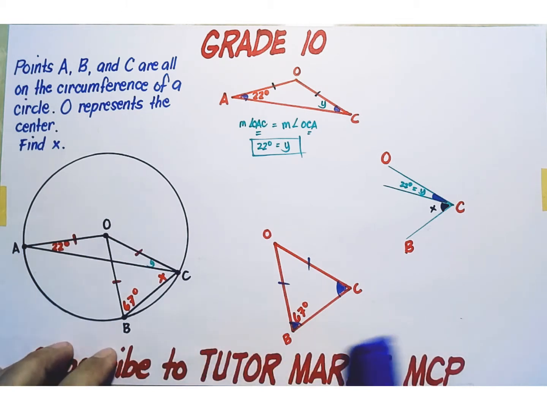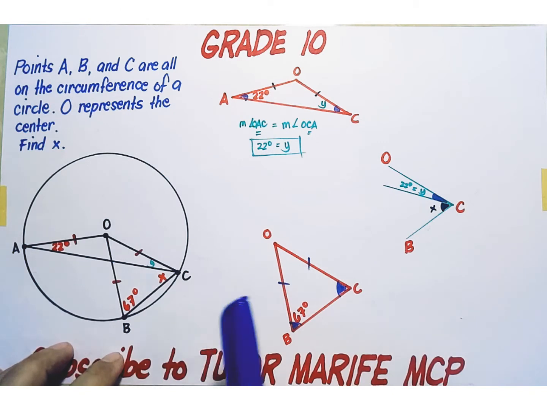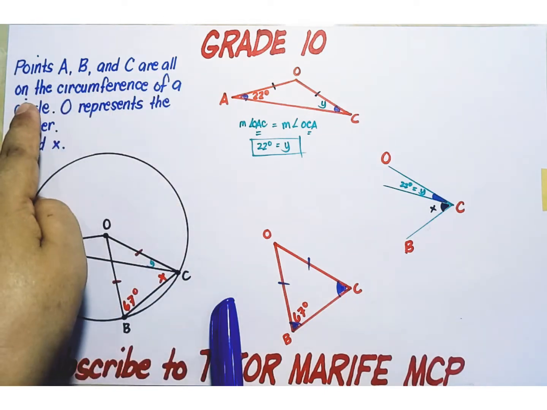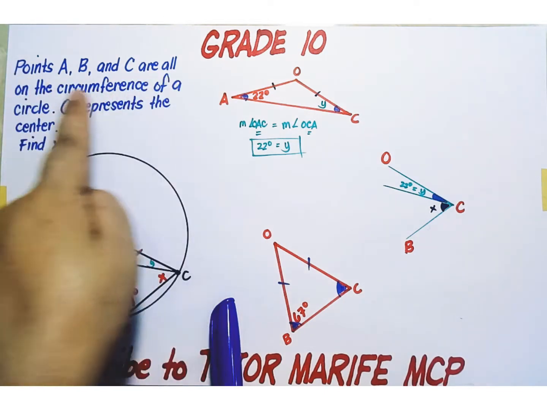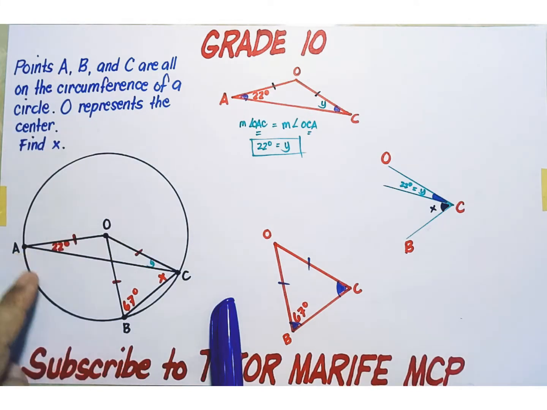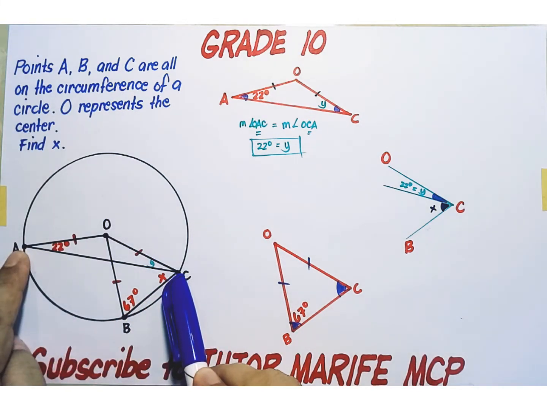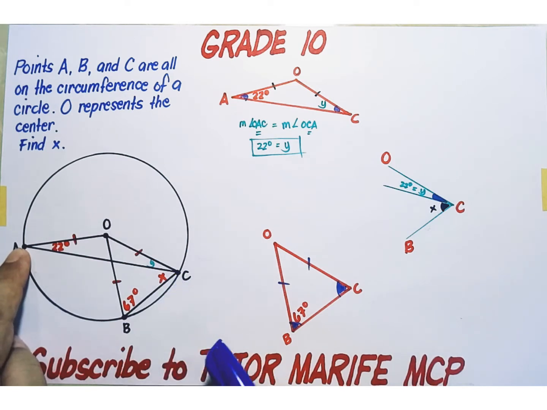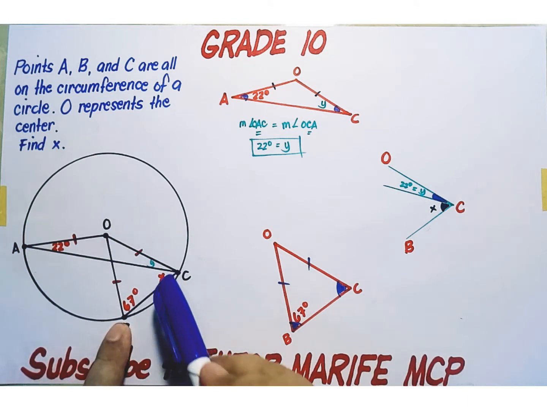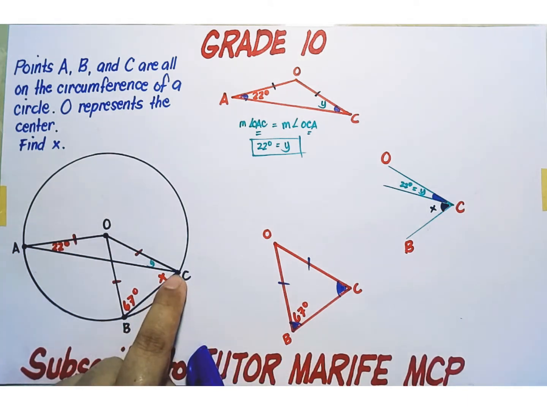Next, let's define another part of a circle, chord. What is a chord? A chord is a line segment joining 2 points on the circumference of a circle. Again, referring to this given statement, points A, B, and C are all on the circumference of the circle. By joining these 2 points, which are both on the circumference of the circle, we can form chord AC. Joining these 2 points, we can form chord BC.